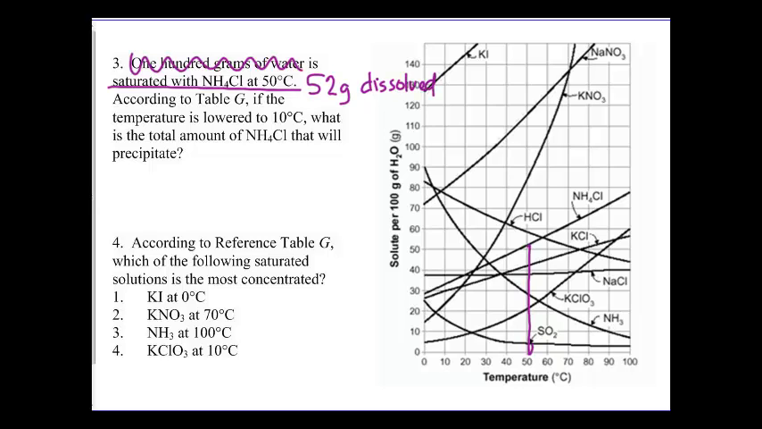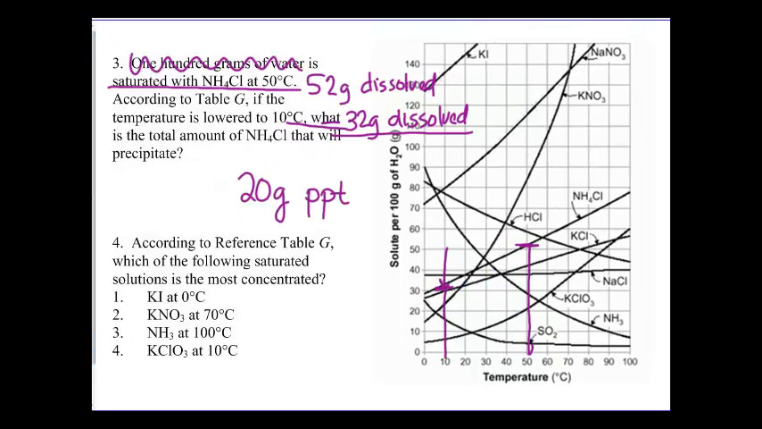According to table G, if we lower the temperature to 10, how much will precipitate? So if we go to 10 and our NH4Cl line, we can only dissolve 32 grams. So the difference falls out of solution. So you subtract those. And what would you get? About 20 grams will precipitate out. Because you have 52 in, and then you can only have 32 in. So the difference between those lines is what precipitates out of solution.